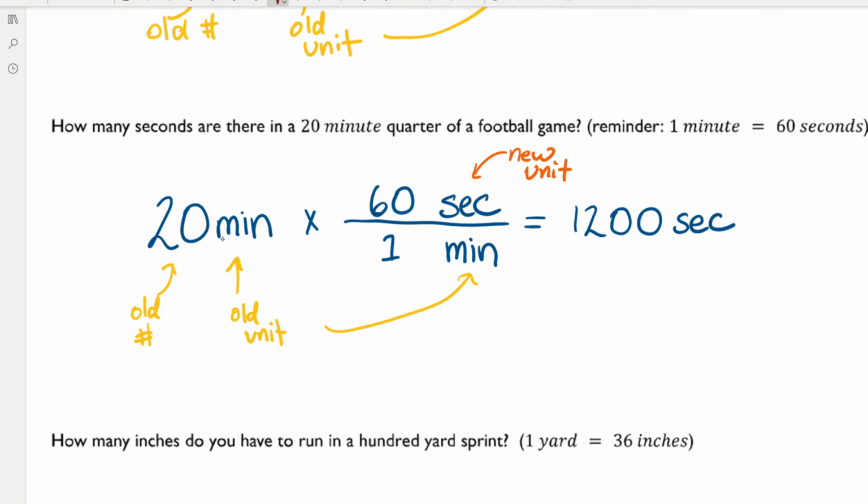And again, the reason that works is anything divided by itself is 1. So minute divided by minutes is just 1. Seconds remains as our only unit. 20 times 60 divided by 1 is 1,200.